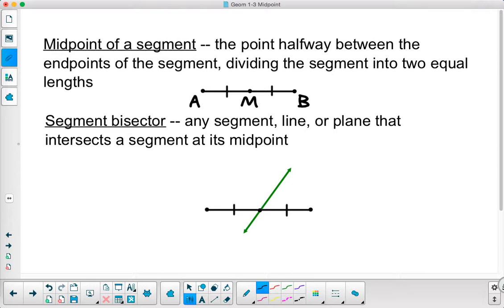Same thing on segment bisector. This line L is the segment bisector. Segment AB is what's getting bisected by M. Again, the tick marks indicate that it's really a midpoint. So a midpoint is just a point. A segment bisector is something bigger, but it still goes through the same location.